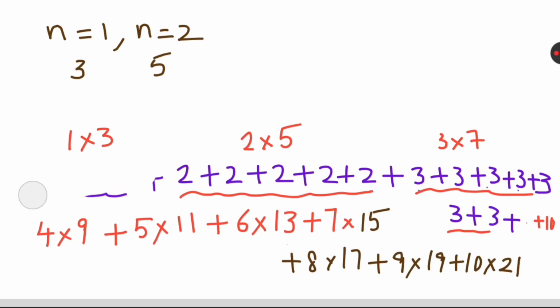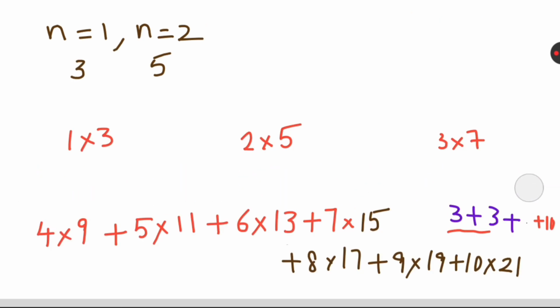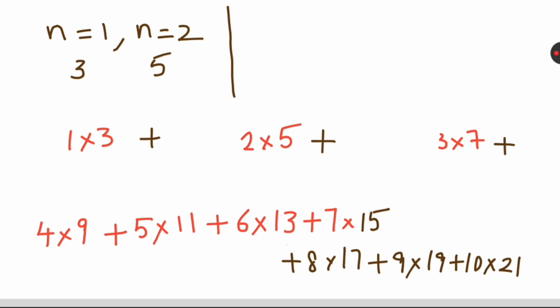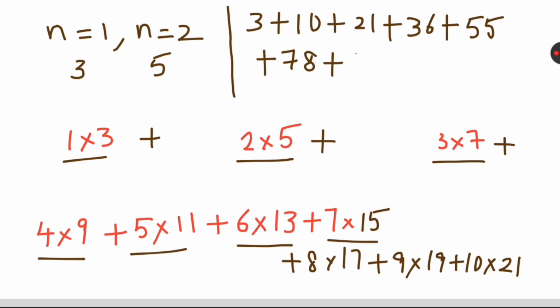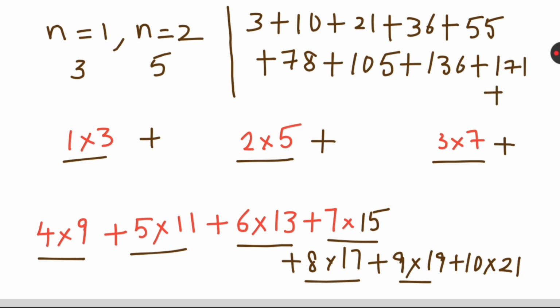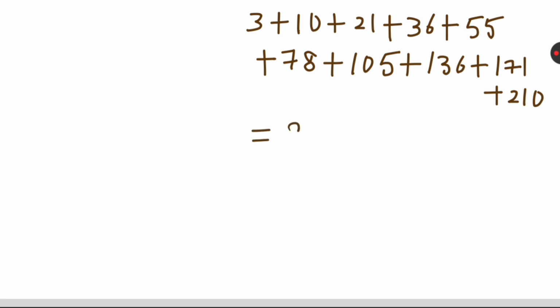What we do now is simply multiply and add all these numbers. 1 times 3 is 3. Let's take 3 plus 2 times 5 is 10. 3 times 7 is 21. 4 times 9 is 36. 5 times 11 is 55. 6 times 13 is 78. 7 times 15 is 105. 8 times 17 is 136. 9 times 19 is 171. And the last one, 10 times 21 is 210. After adding all, we are going to get 825.